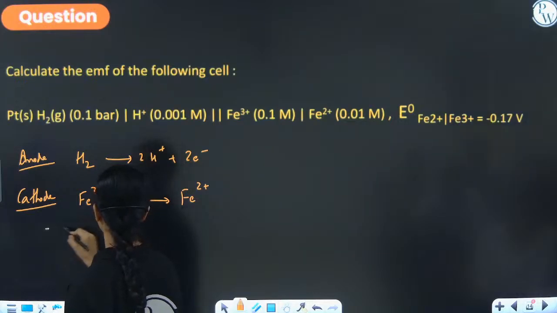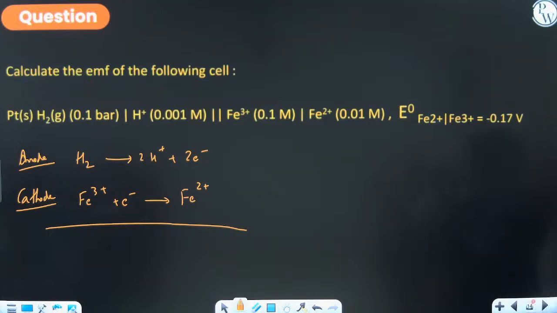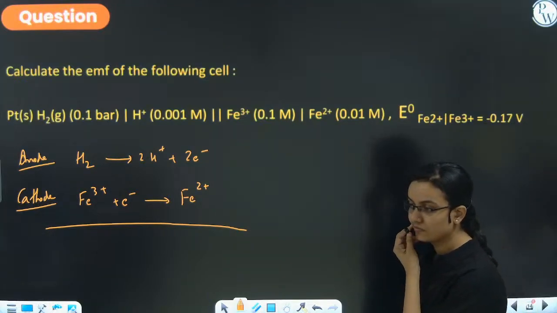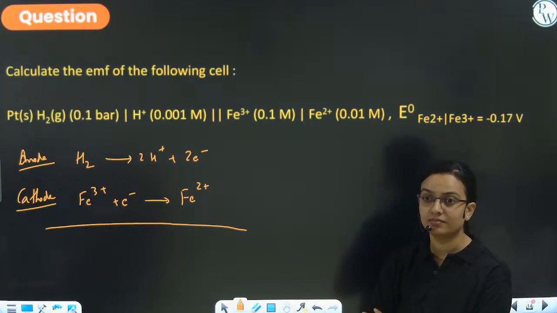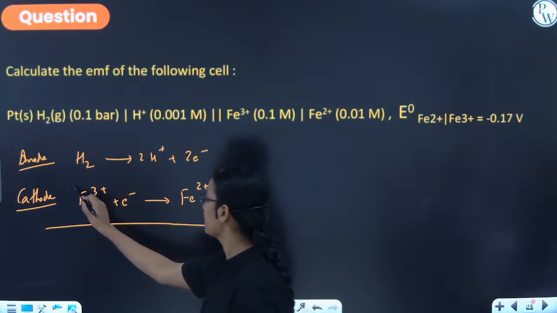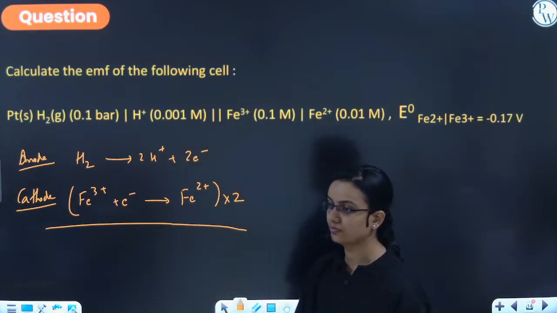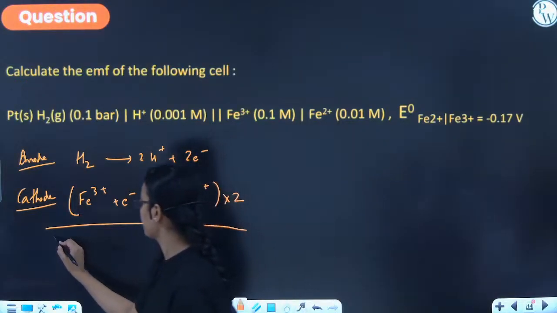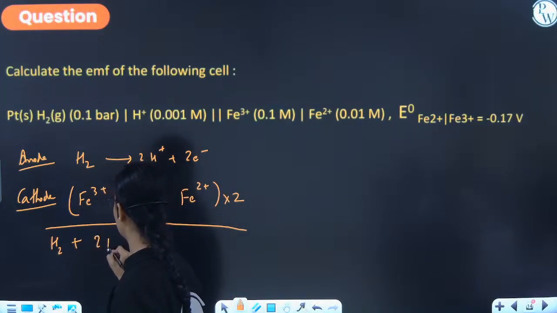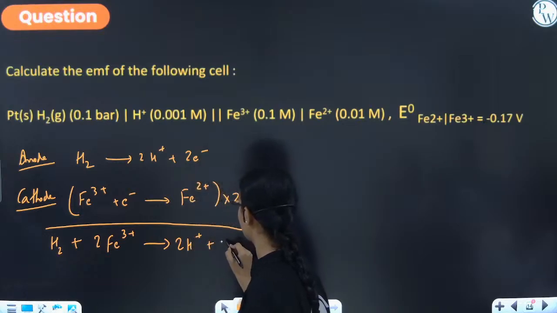1. Can I add the two reactions? Can I add the two reactions? Huh? Number of electrons are same. What you have to do? Multiply this by 2. Now can I add? Net cell reaction बोलो. H2 plus 2 Fe3 plus gives 2H plus.